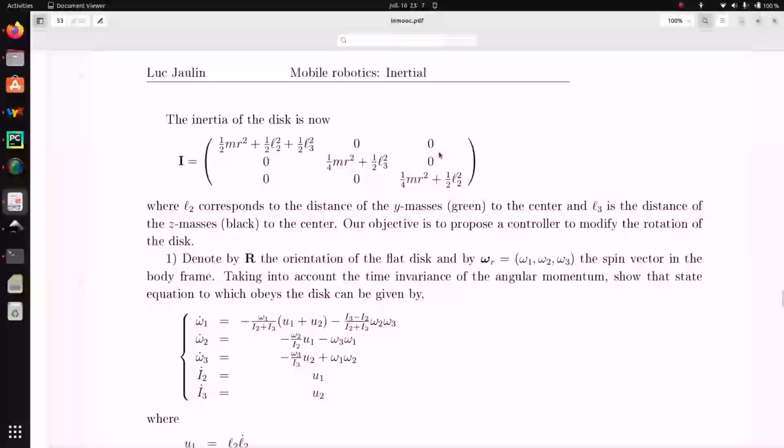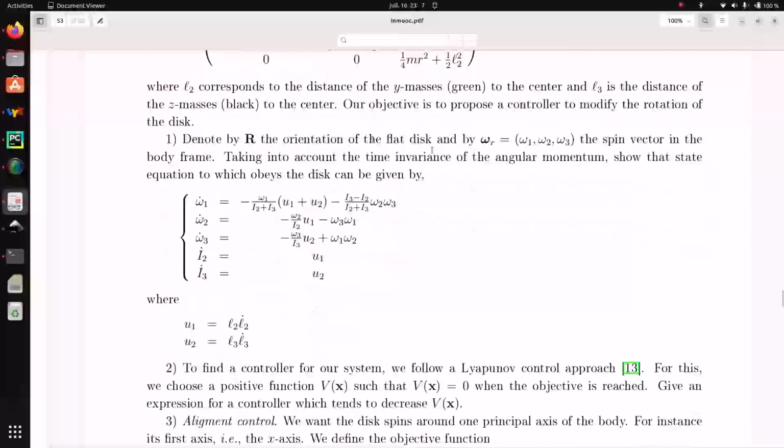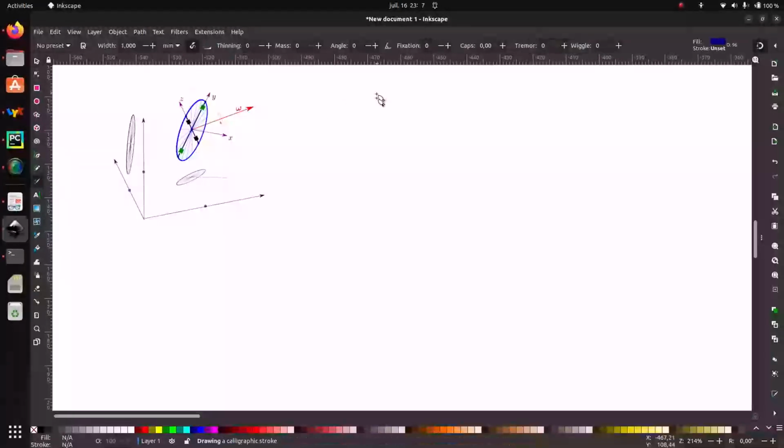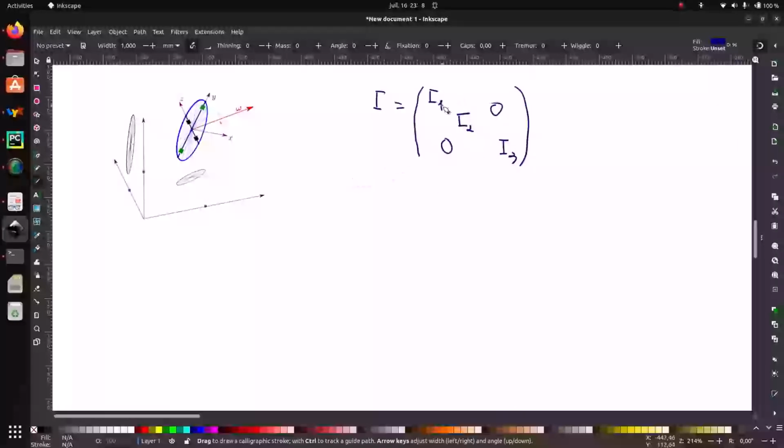So the first question will be to find the state equation of this disk. The disk is represented here. It has an inertia matrix I, which is diagonal in the disk frame. So we have A1, A2, A3, and all are positive because it is an inertia matrix.